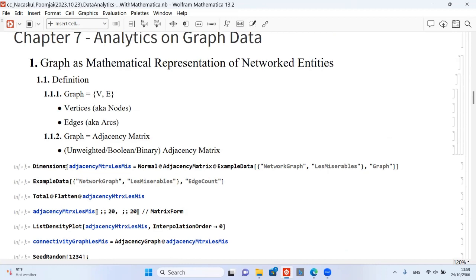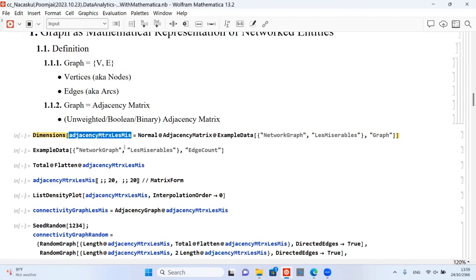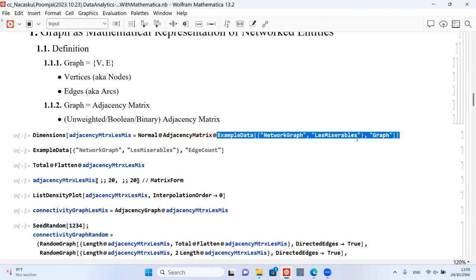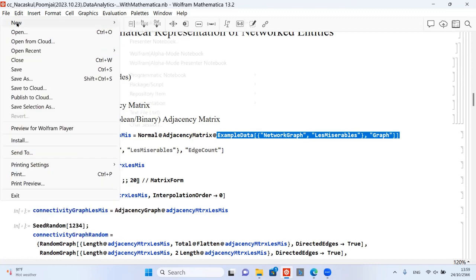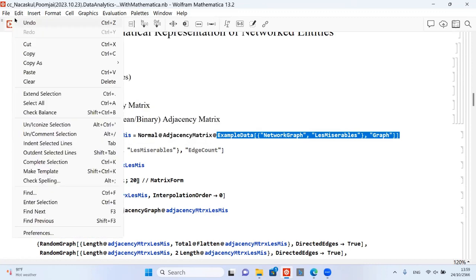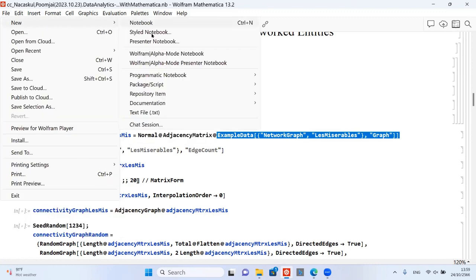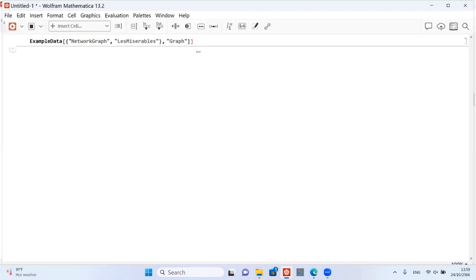Right. So what I did here is, see, this one is blue. It's a variable. It hasn't been assigned anything. Adjacency matrix example data. Now let me do this. So if I take this, you guys remember that example data, right?